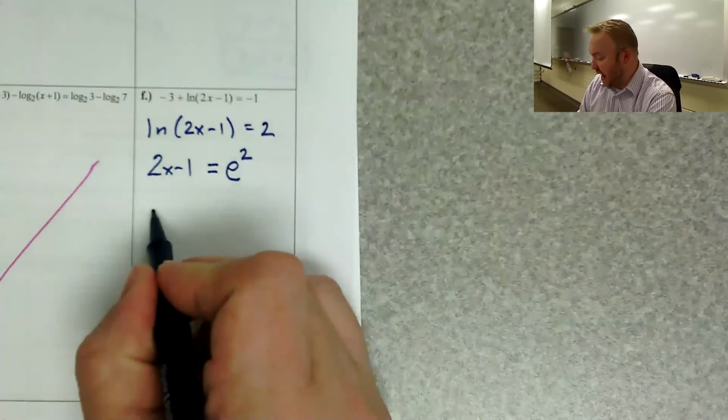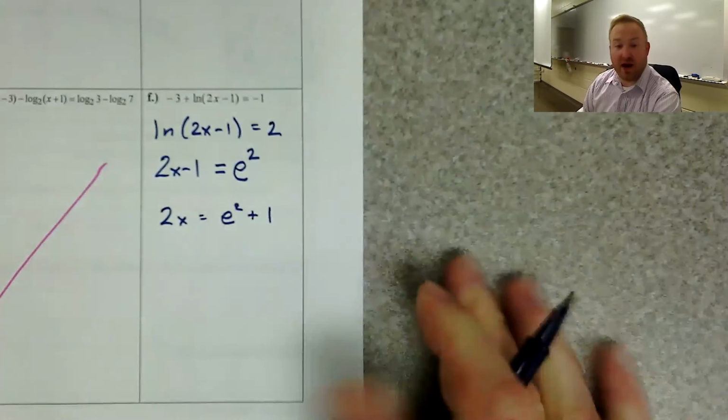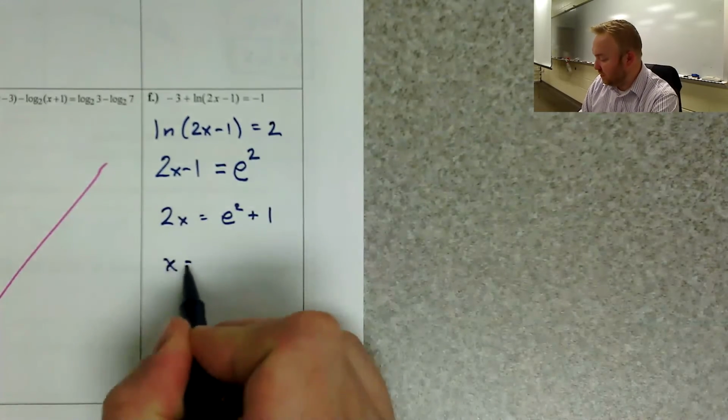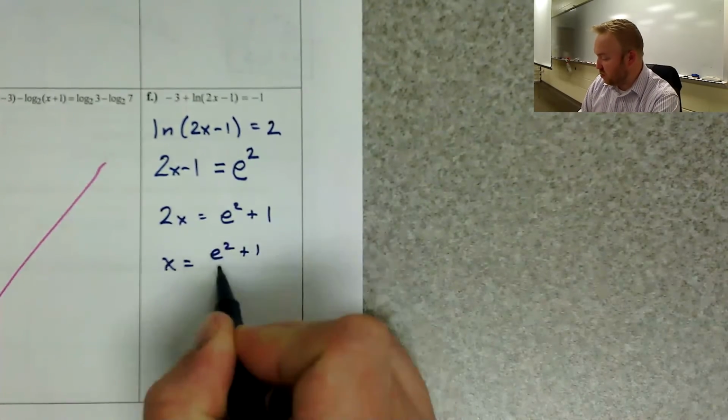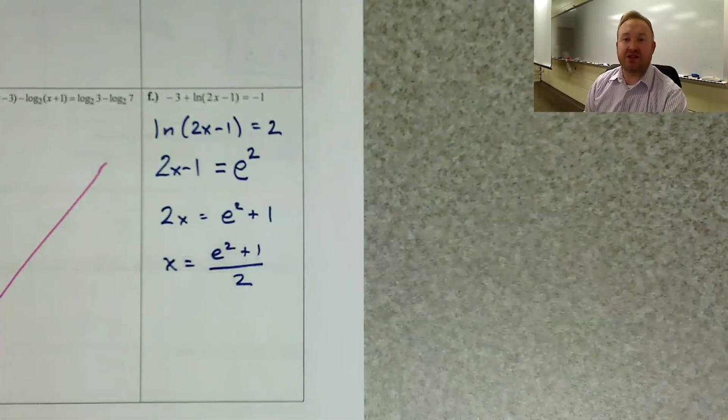For instance, I'm just going to add 1 to both sides. So now I have e squared plus 1. And then I'm going to divide both sides by 2. So now I have e squared plus 1 divided by 2. And that's it. That's your solution.